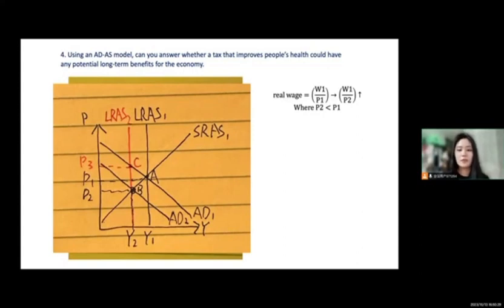The macro equilibrium moves from point B to point C in the long run. The output stays constant at Y2 while the price has increased to P3. So there is no long-term benefit, as output falls, but the price level has become higher.